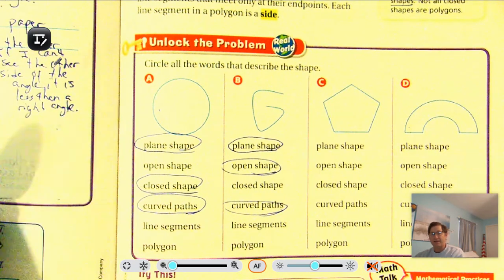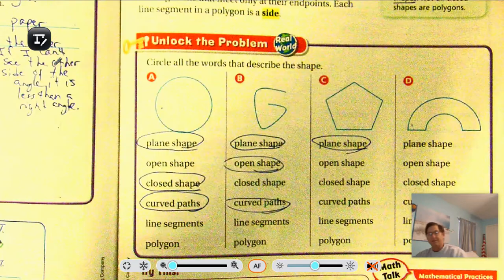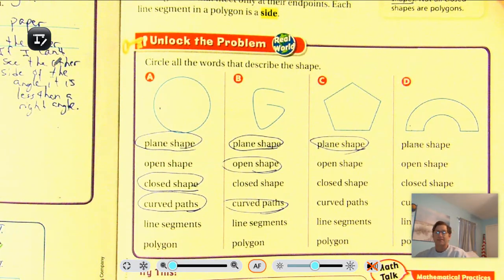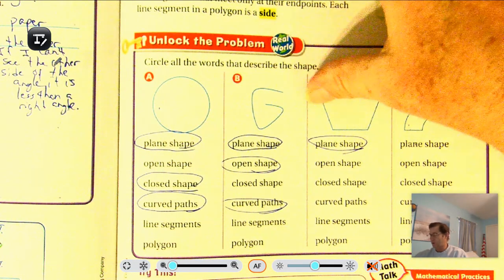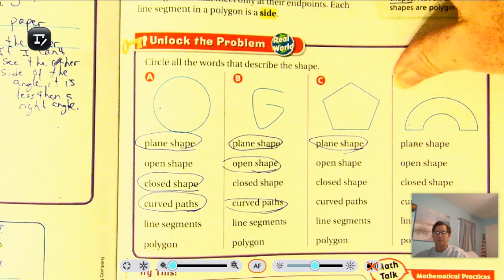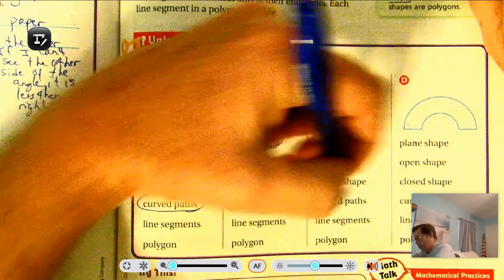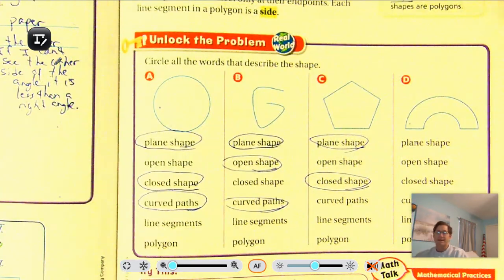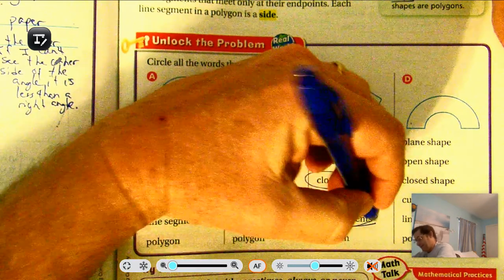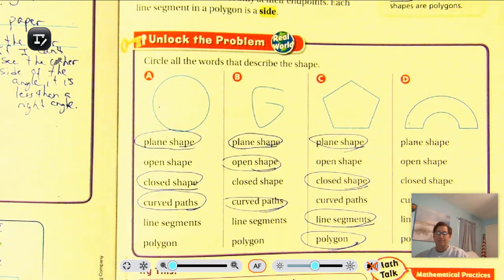Okay, so C. That is a plane shape, right? Two-dimensional. It's a flat shape. Is it open? Well, if you start here and go all the way around, it's closed. So no, it's not open, it's closed. Does it have any curves? No, those are all straight, right? Okay, so it has line segments and it is a polygon.